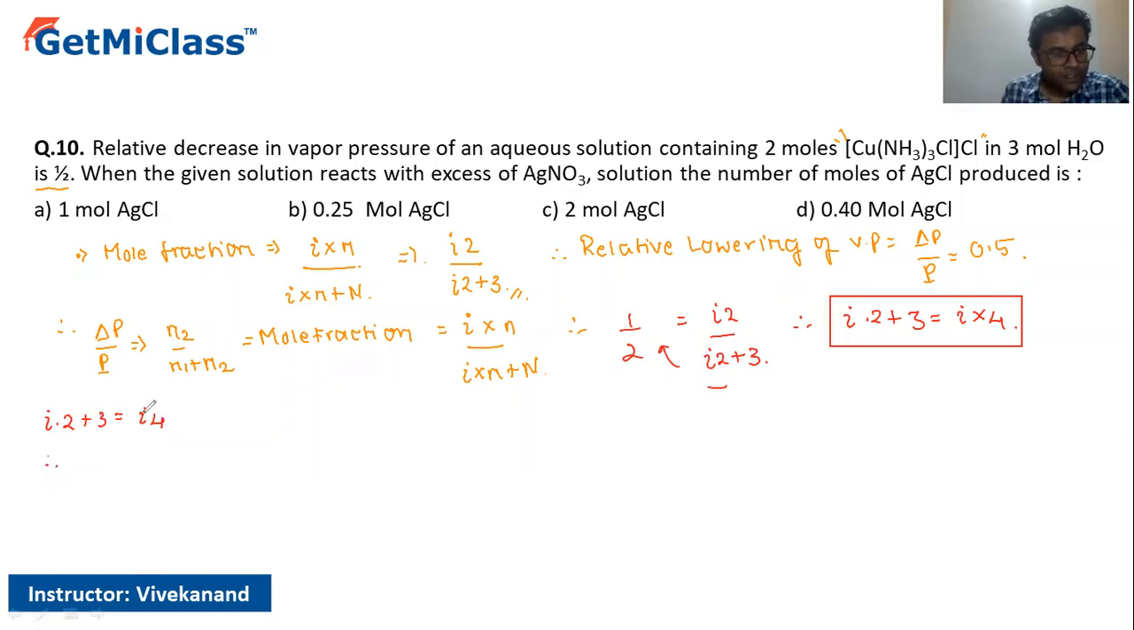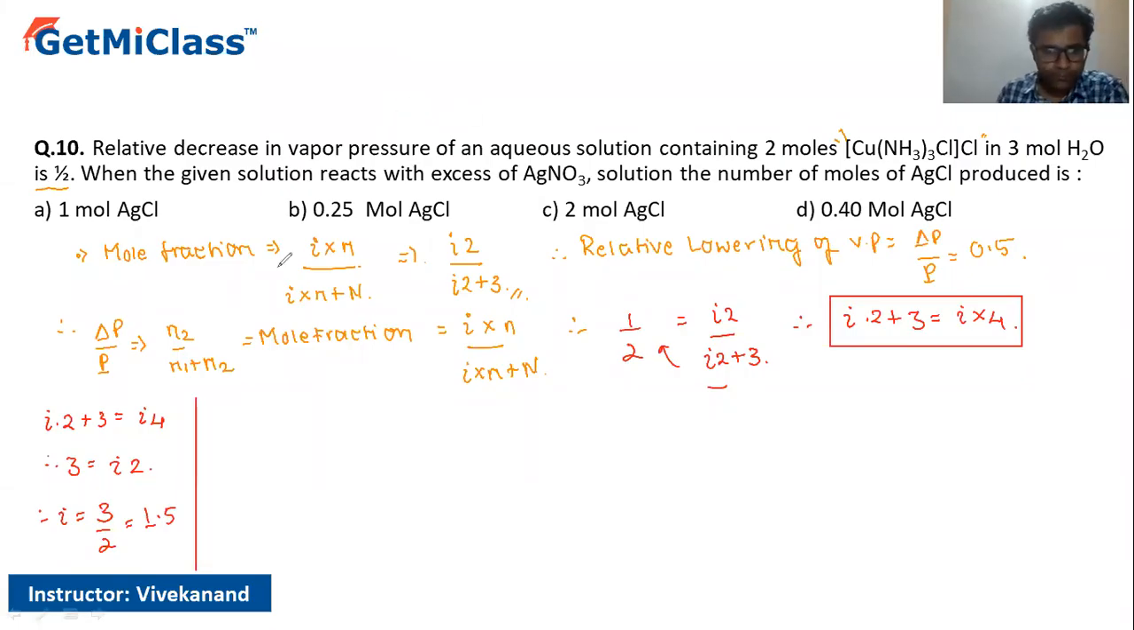Now, let's shift the i's to one side. i2 goes on the other side, on the right side, so it becomes minus i2. So i4 minus i2 becomes i2 again. Therefore, i is equal to 3 by 2, and that gives me a value of 1.5. Let's keep this point aside now, and let's take this along with the degree of dissociation.